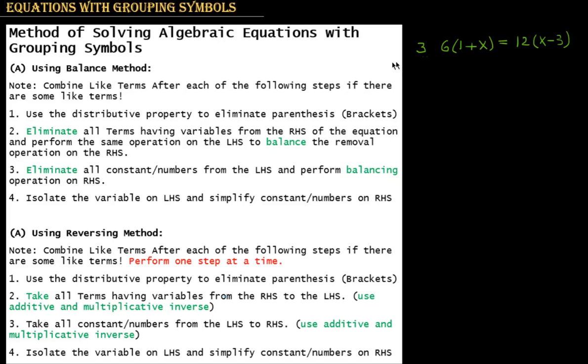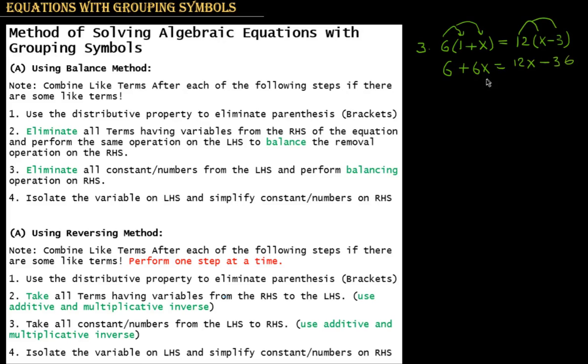So first step stays the same, open the brackets. 6 multiplied by 1, 6 multiplied by x. So 6 plus 6x equals 12 multiplied by x, which is 12x. 12 multiplied by minus 3 is minus 36.